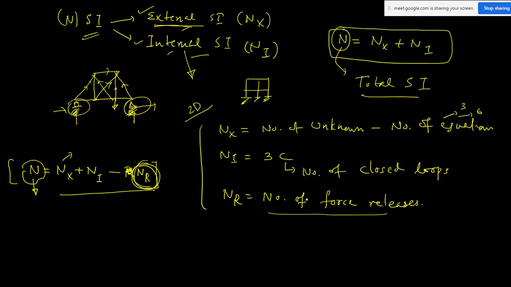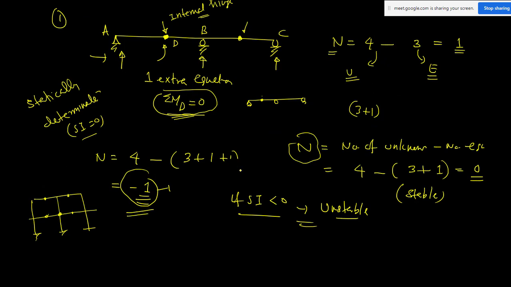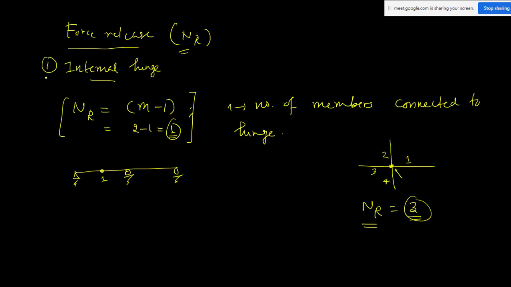So another case: in the case of an internal hinge, you are going to get another m minus 1 extra equations, where m is the number of members.